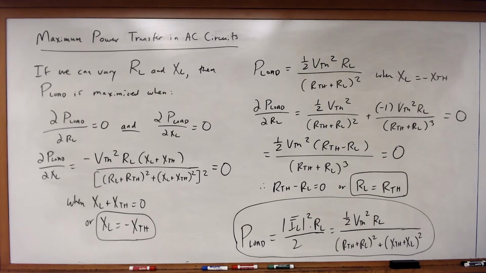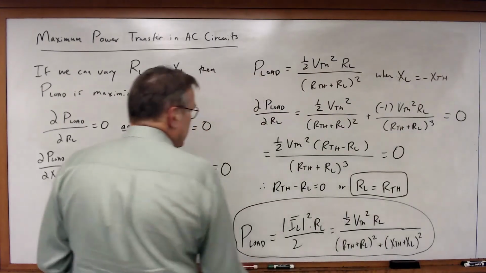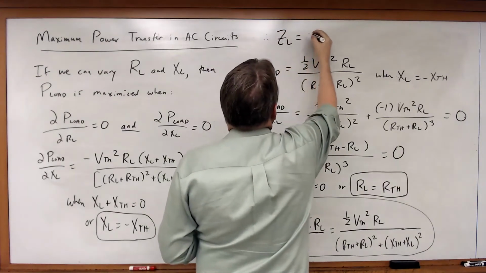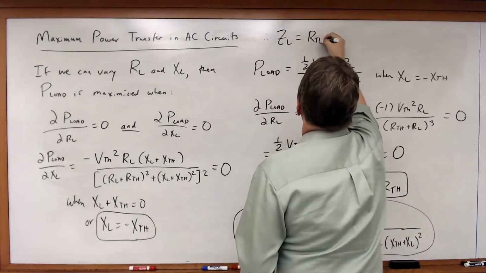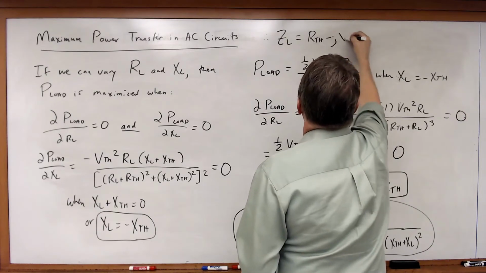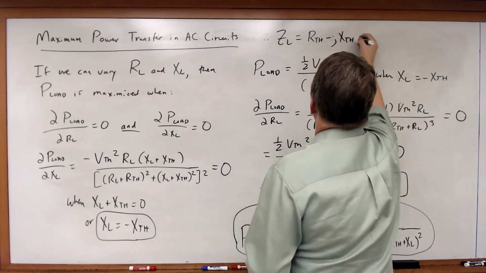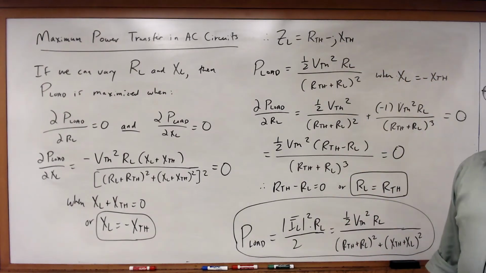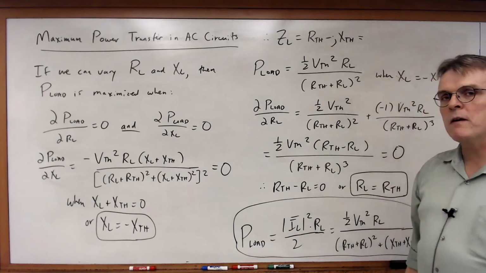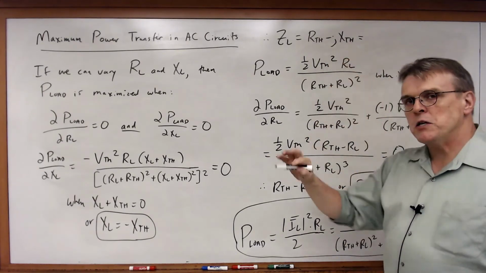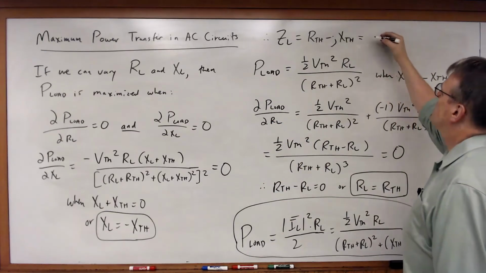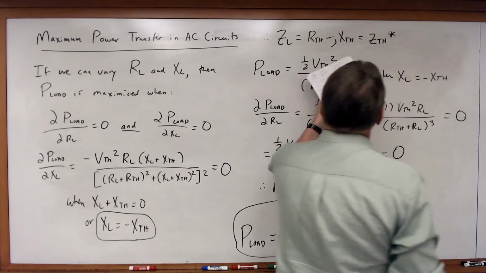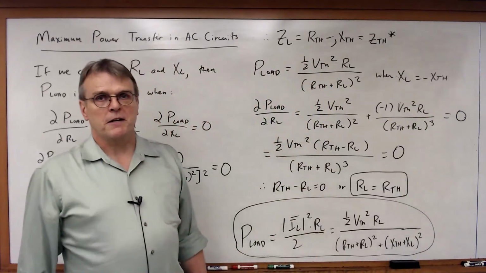And therefore, ZL is equal to RTH minus j times XTH. The sign of the imaginary part changes, which in terms of complex numbers, when you take the imaginary part and flip the sign, you get the complex conjugate. So ZL is equal to the complex conjugate of ZTH.